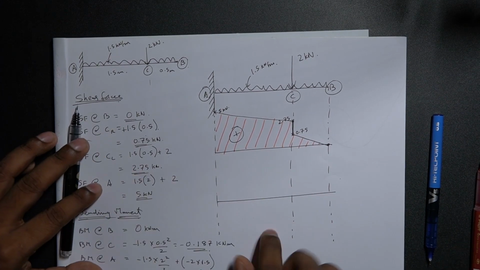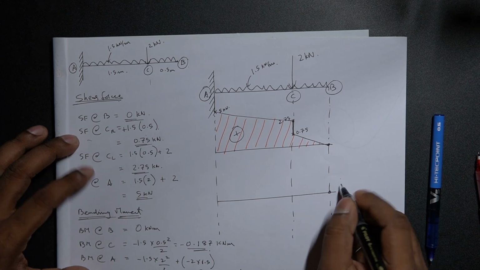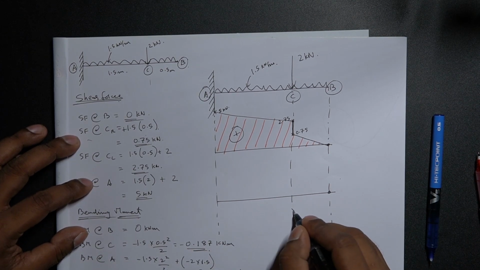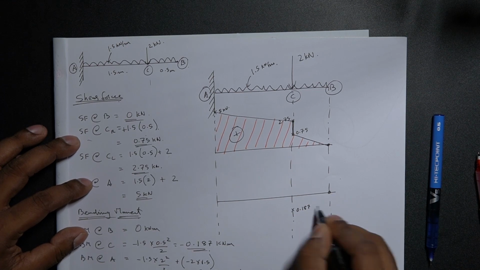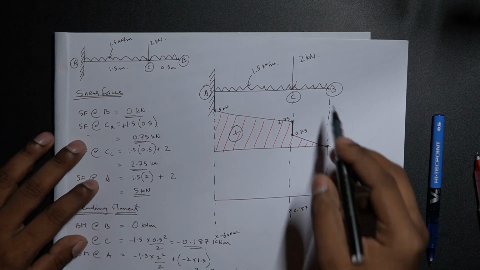Now coming back to the bending moment diagram, we have 0 at point B, so there's no change over there. Bending moment at C is minus 0.187, we'll just represent it over here, and bending moment at A is minus 6 kilonewton meter.